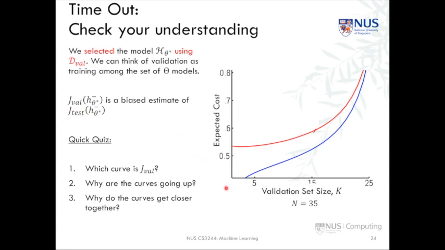So looking at the curves over here, let's have a quick quiz. First of all, which curve is the validation curve? There are two curves here, one to mark the test cost, J-test, and one to mark the validation cost, J-val. The second thing is, why are these two curves going up? And finally, why do you think all of these curves get closer together?